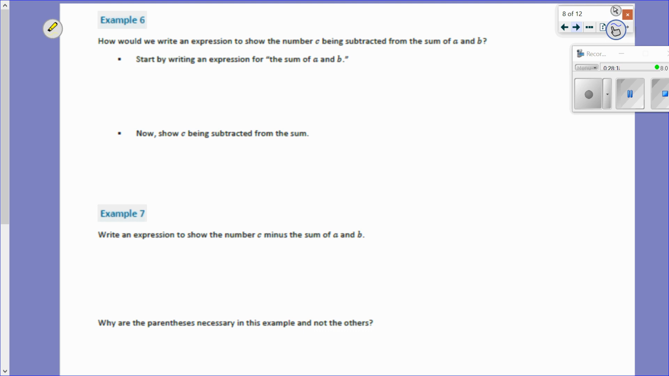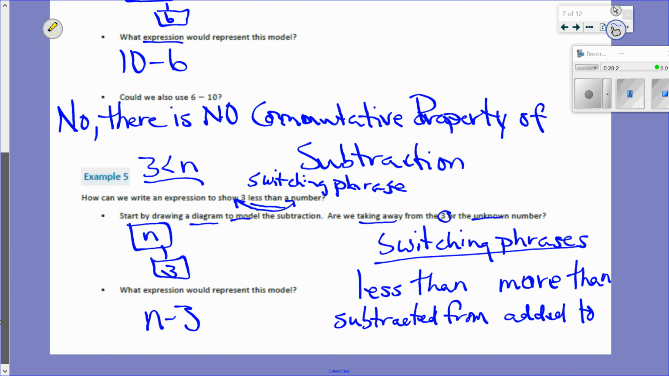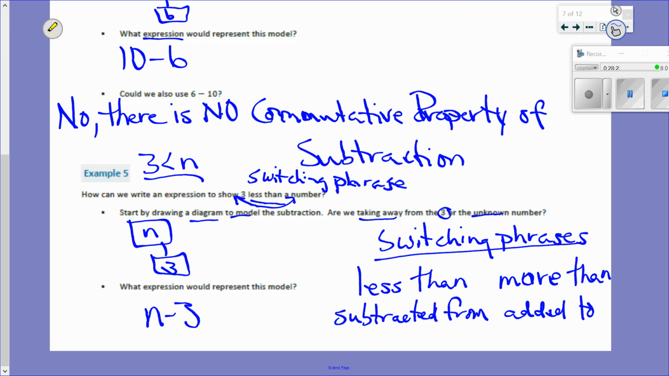Oh, we did. We did the bottom question. N minus 3.